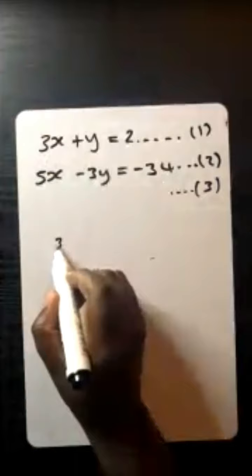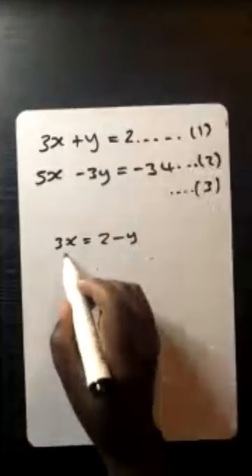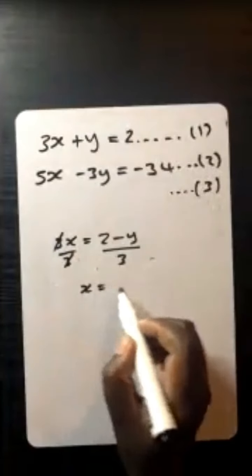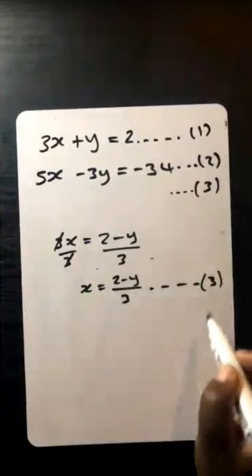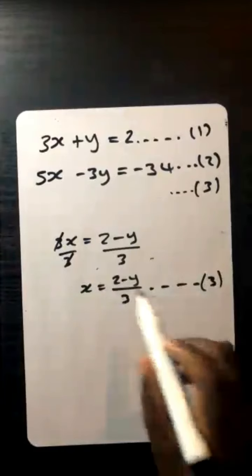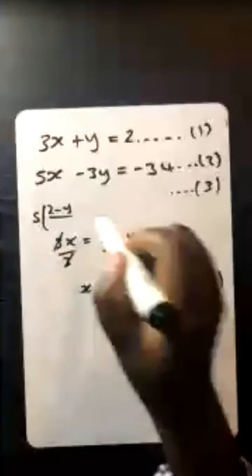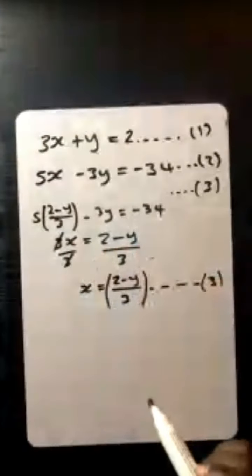I'll give you an example. Let's say we make x the subject of the formula there. So that means you're going to have 3x equals 2, you transpose y, it's minus y. Then you need to divide by 3 so that it cancels, which means x is equals to 2 minus y over 3. Then this becomes your equation 3. Just imagine having to substitute this where you see x there. So you're going to have 5 into 2 minus y over 3, minus 3y, equals negative 34.